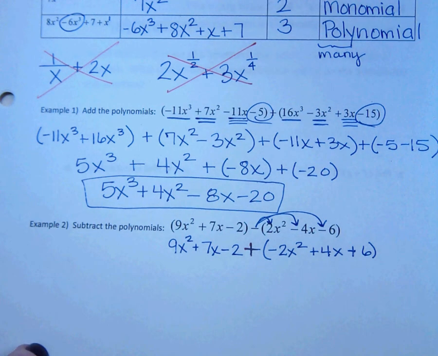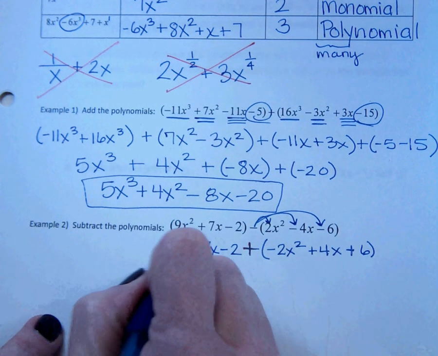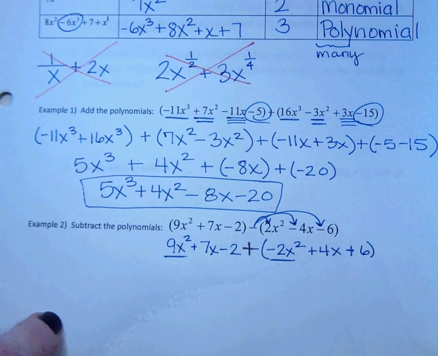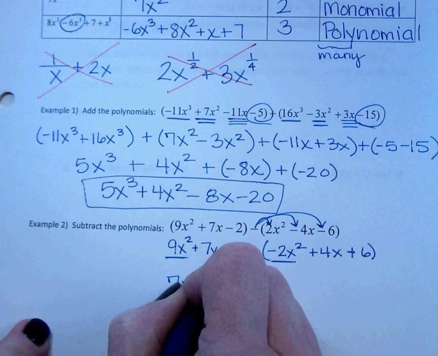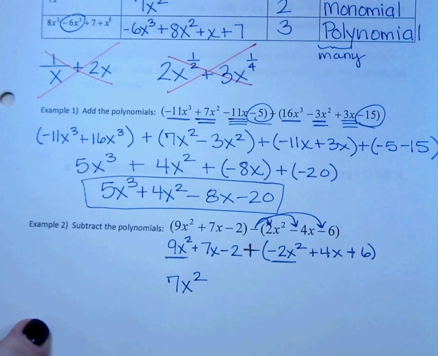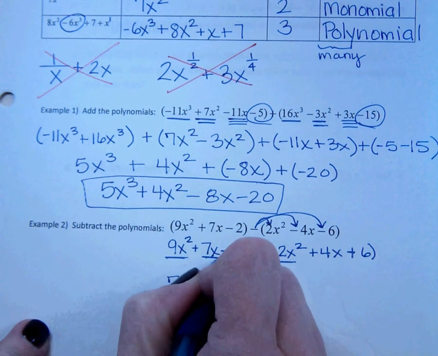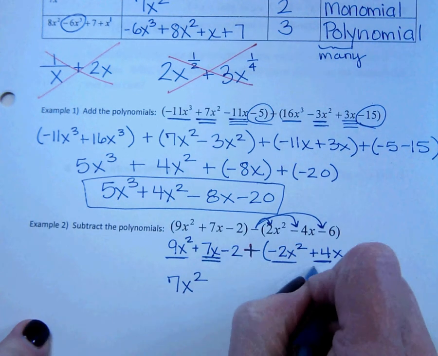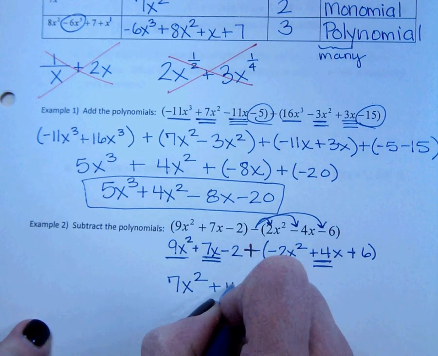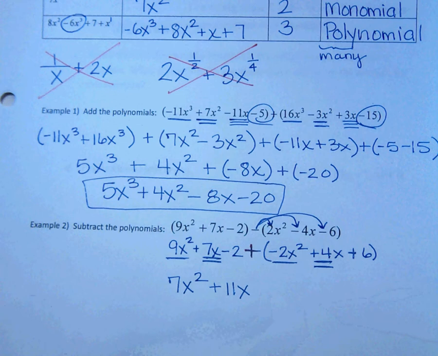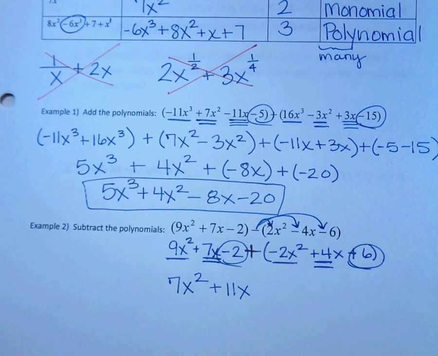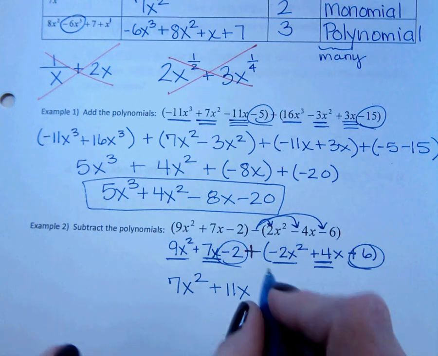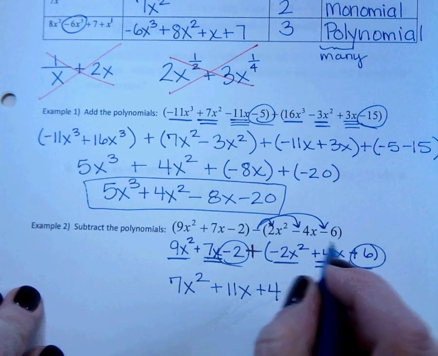Now I can combine my like terms. So I have a 9x squared plus a negative 2x squared. So 9 plus negative 2 is 7, so 7x squared. I have 7x plus 4x, so that's plus 11x. And then my constants, I have a negative 2 plus 6, which is plus 4.